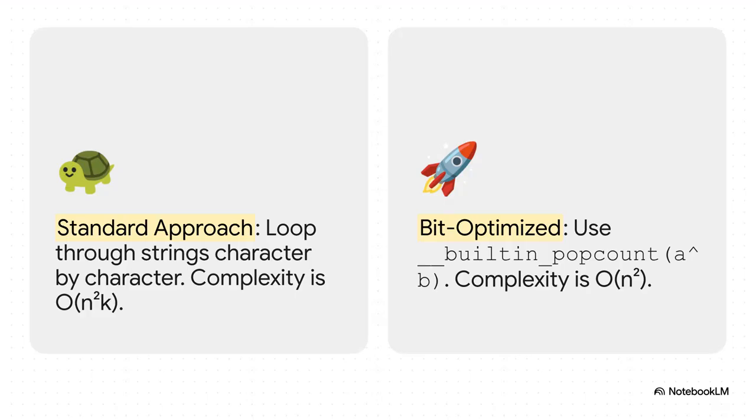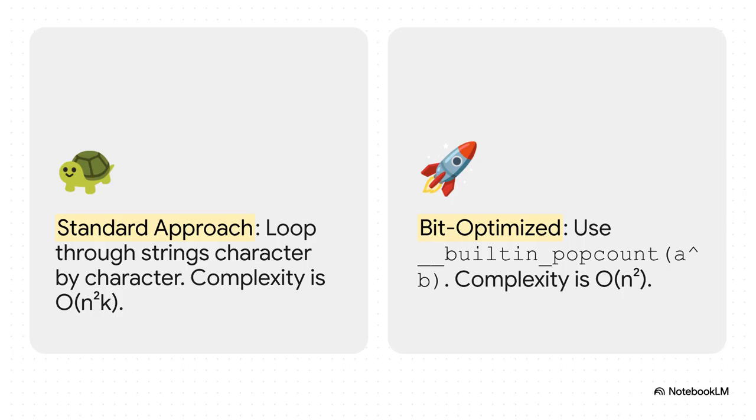Let's take a problem like finding the Hamming distance. That's just the number of positions where two bit strings are different. Now, the normal way to do this is to loop through the strings and compare them character by character. It works, but it's kind of clunky. The bit-optimized way, it's pure genius.